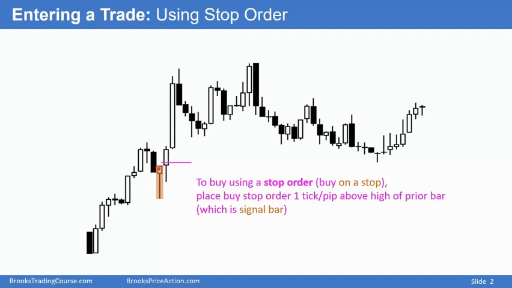As soon as the market goes one tick above the high of the signal bar, your stop order is touched, and that makes it a market order, and you get filled, usually at the stop order price, sometimes a little bit worse. Rarely better. Sometimes it'll hit the stop and it instantly goes down. That's very rare. Usually you're going to get filled at the stop order price. Maybe 5% of the time, 10% of the time, you get filled a little bit worse.